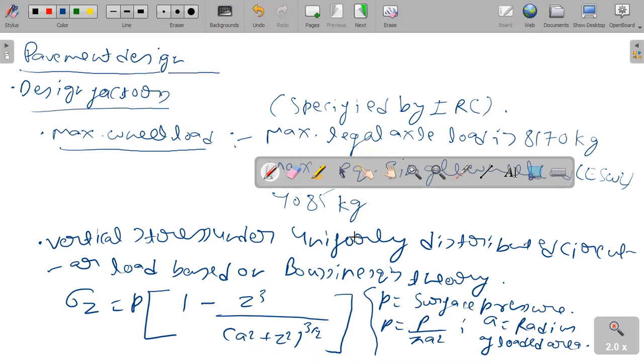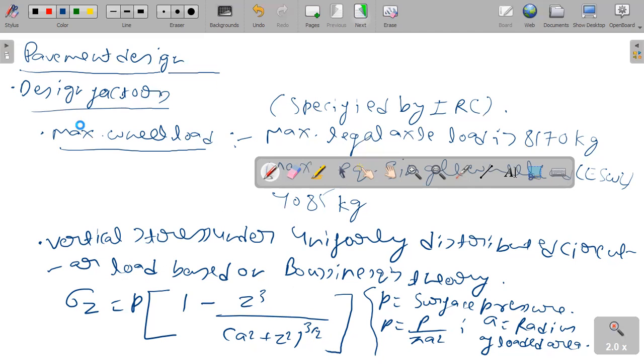Guys, if you have covered your soil mechanics, there is a chapter there, stress distribution in soil. There we also discuss this theory, vertical stress under uniformly distributed circular load based on Boussinesq's theory. Basically there are two theories, Boussinesq's and Westergaard's. We'll discuss it later in the marathon session of soil mechanics. Let's move forward for right now.